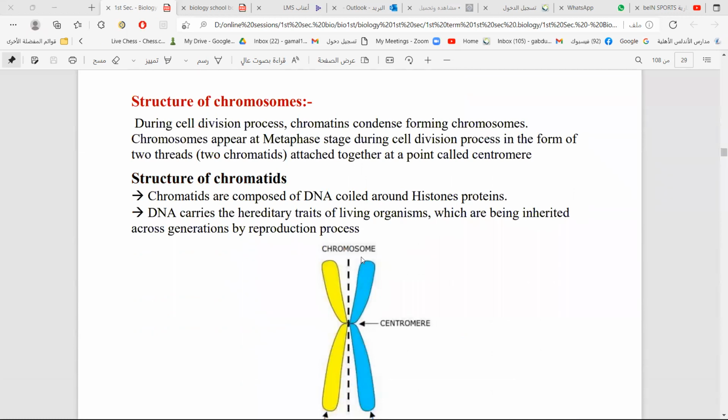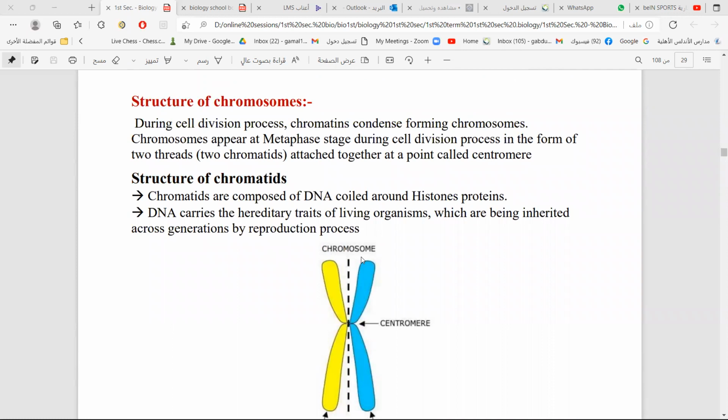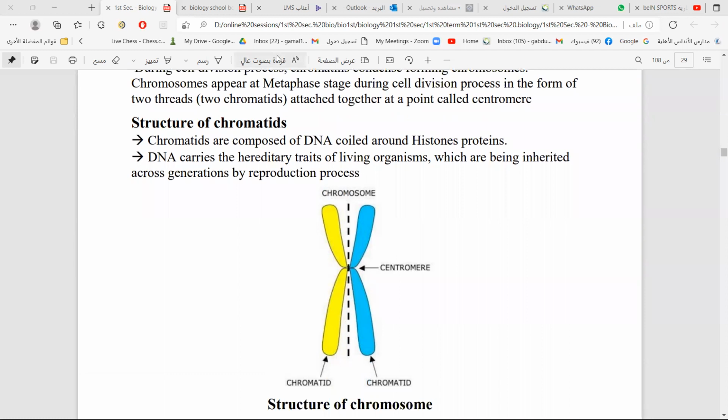The structure of the chromosome, we have studied it when we studied DNA and RNA. The chromosome is thread-like filaments found inside the nucleus and has a part called the centromere that connects the two chromatids. The chromosome is made of two chromatids connected by the centromere, and every chromatid contains a thread, or a molecule, of DNA. So DNA is found inside the chromosome.